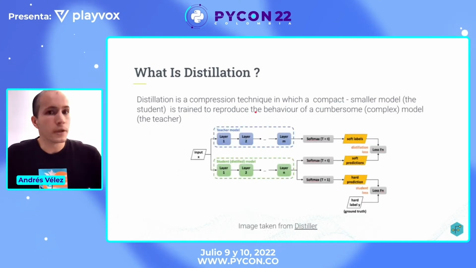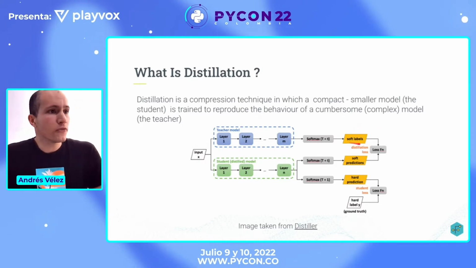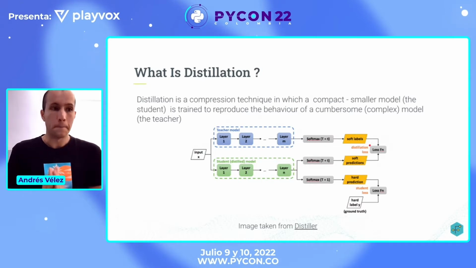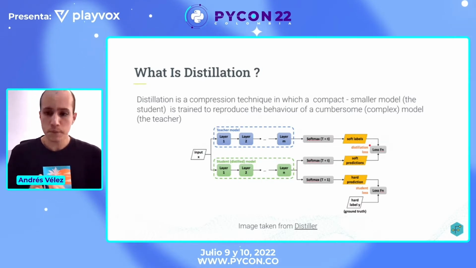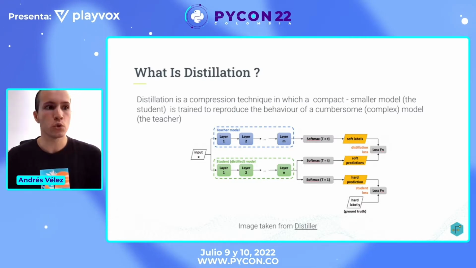If we take a look at this image, we notice two loss functions, right? One function is computed with the soft labels output from the teacher model in combination with the soft predictions of the output of the student model. For this loss function, we use mean square error, and the objective is to close as much as possible the distances between those logits.